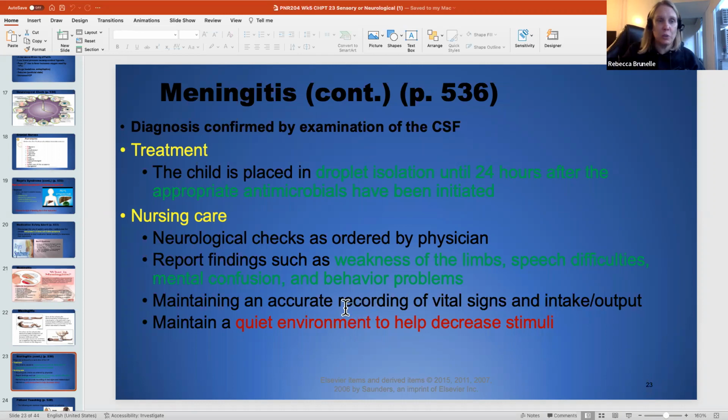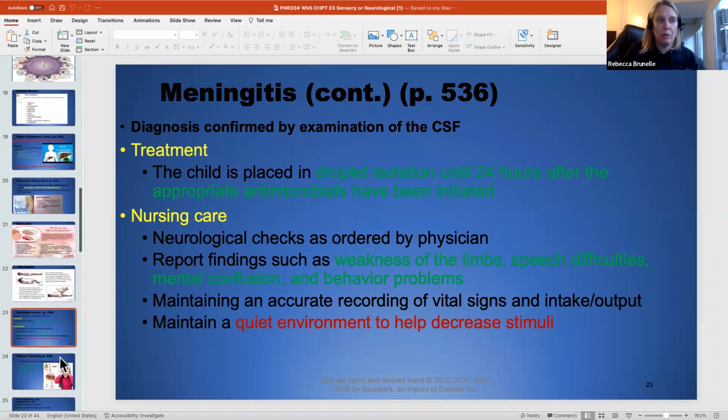You also have to make sure you're doing your vital signs and your eyes and nose checks accurately, and quickly. Things like noise and light can be really annoying and kind of provoke more pain in a kid that has meningitis. So you want to maintain a quiet, calm environment.